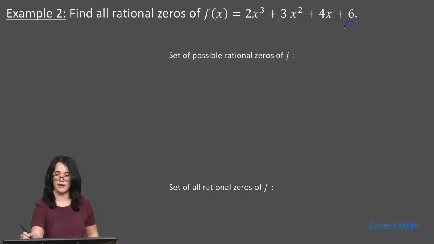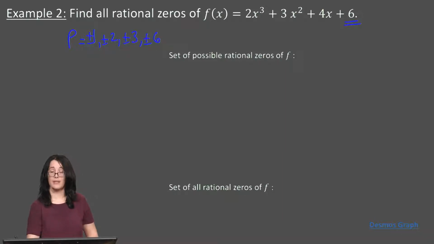Take a look again at our constant term. We've dealt with that one before. So for our constant term here, p, our possible factors of 6, again, are 1, 2, 3, and 6. So plus or minus 1, 2, 3, and 6.